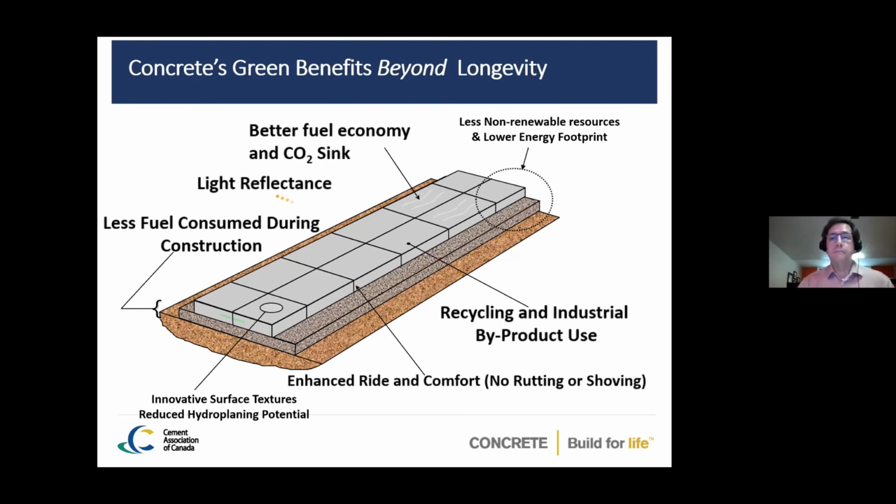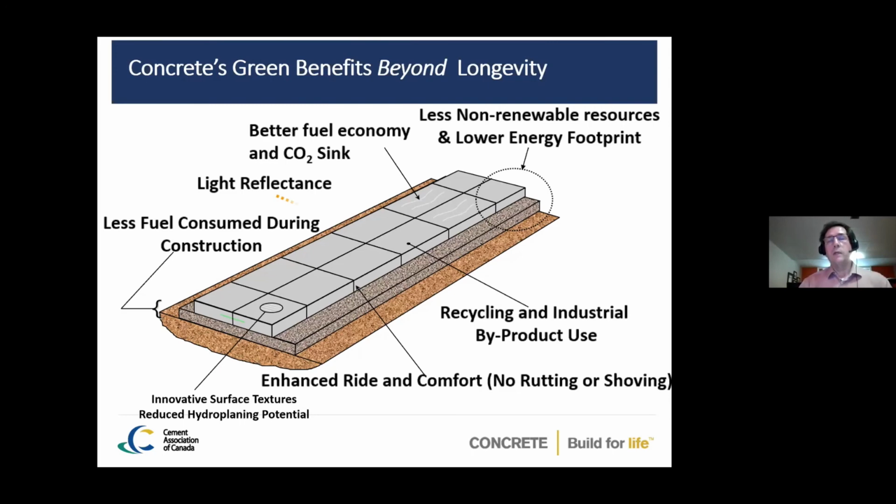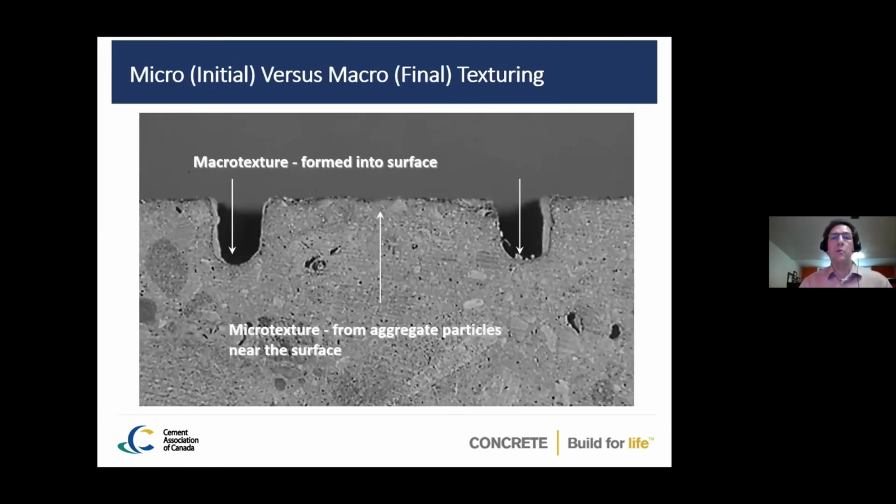Next one. Because you are a rigid surface, you're not going to have any rutting, you're not going to have any shoving, so you have an enhanced riding comfort. And then the key binder in an asphalt is liquid bitumen. Liquid bitumen is a form of energy, so you have a much higher energy footprint in an asphalt pavement, pardon me, than you do in a concrete pavement. And the last one would be the hydroplane issue, which I actually have the next slide on, which will explain it a little bit better.